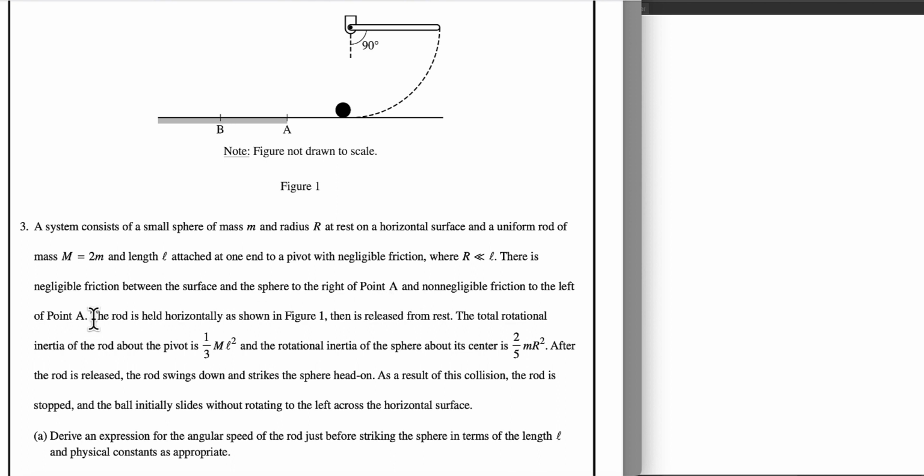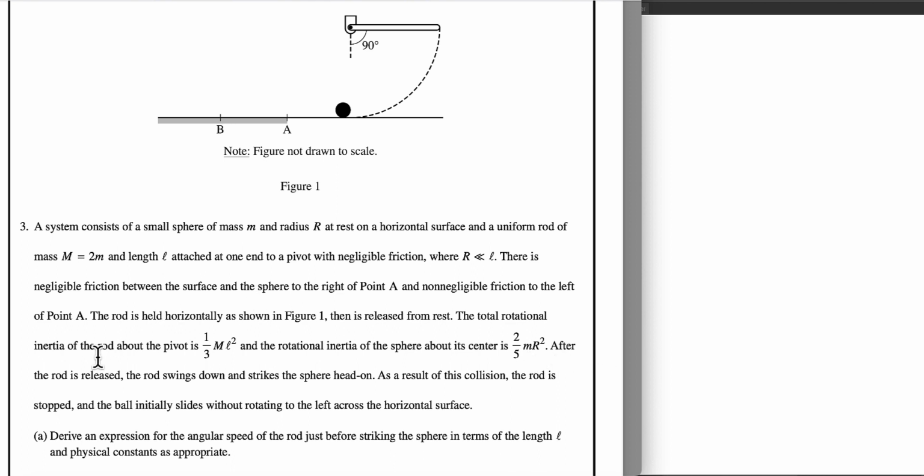Now the rod is held horizontally as shown in figure 1. In this figure 1, then it's released from rest. The total rotational inertia of the rod about the pivot is 1/3 ML squared, and the rotational inertia of the sphere about its center is 2/5 mR squared.